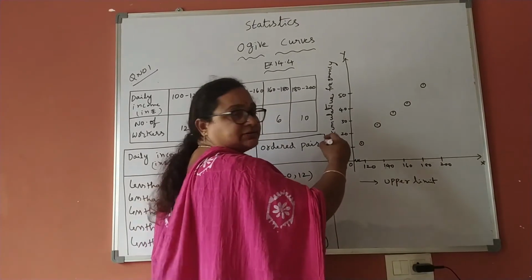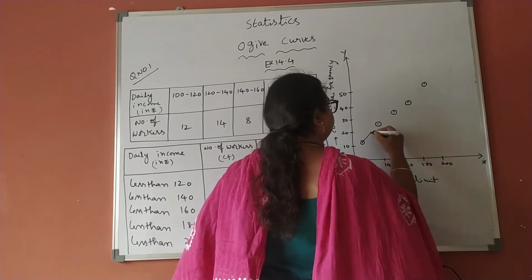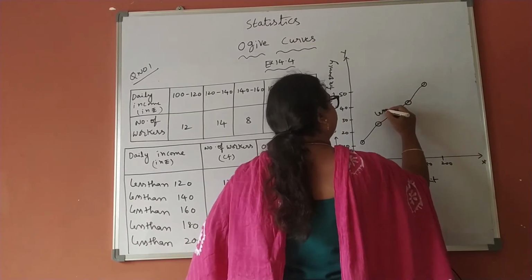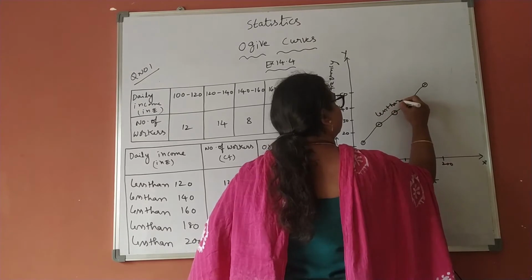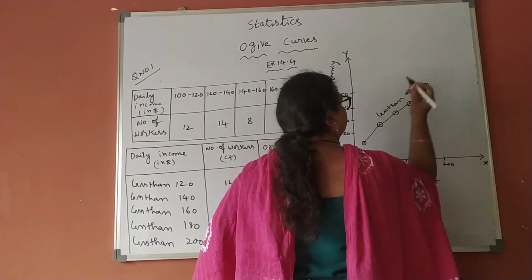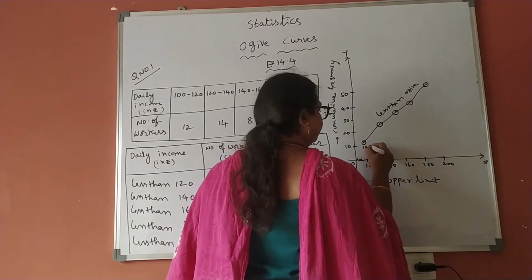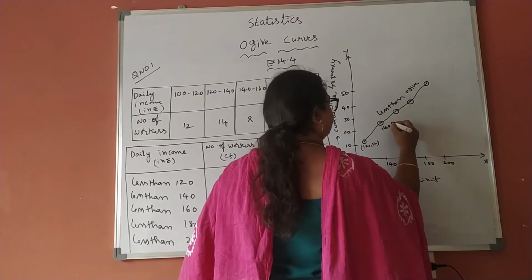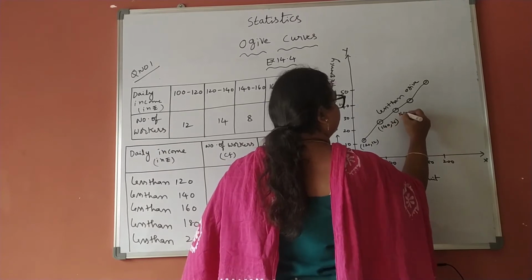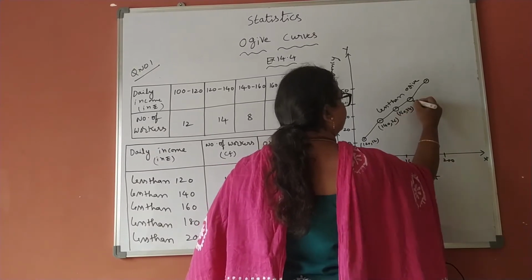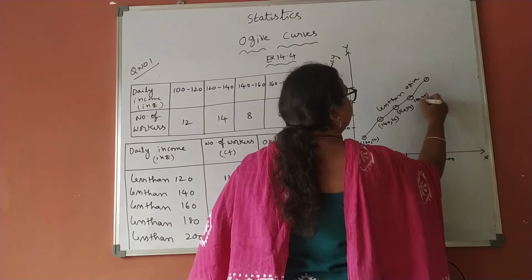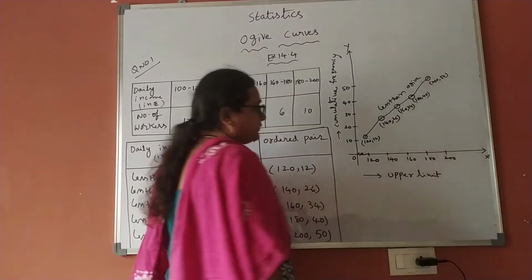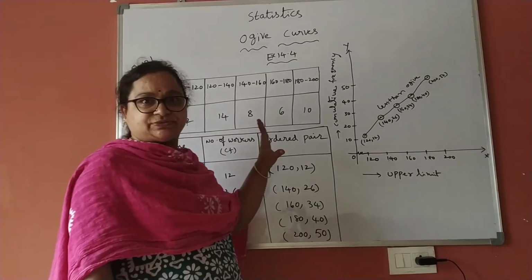It is a freehand curve. So we join with freehand. If you write the points also, it will be better: 140, 26; 160, 34; 180, 40; 200, 50. This is the less than OGIVE curve.